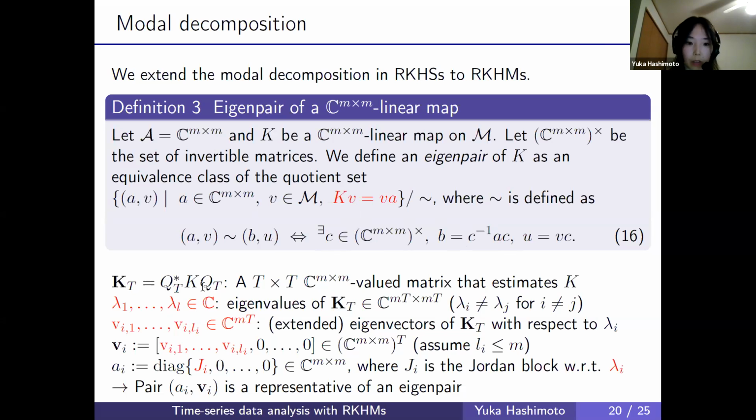But in practical situations, in the case of our estimated Perron-Frobenius operator, it is easy to compute these eigenvalues and eigenvectors. We want to compute eigenvalues and eigenvectors of this estimated Perron-Frobenius operator. In fact, it is a matrix valued matrix, but it can be regarded as a large complex valued matrix. So we can compute eigenvalues and eigenvectors of this matrix, and then we can construct eigenvalues and eigenvectors of this estimated Perron-Frobenius operator.